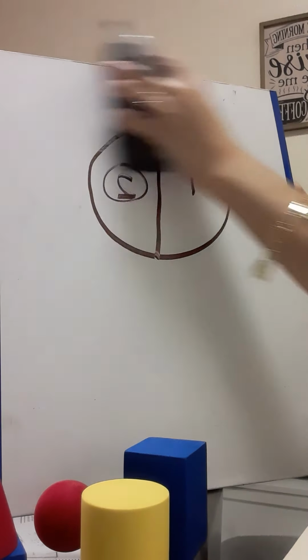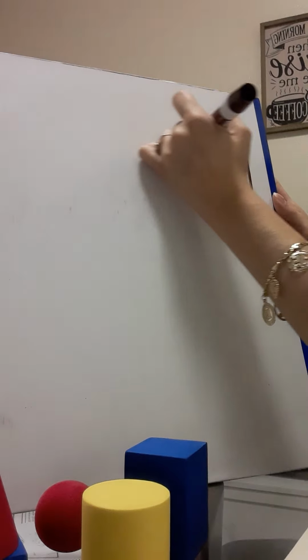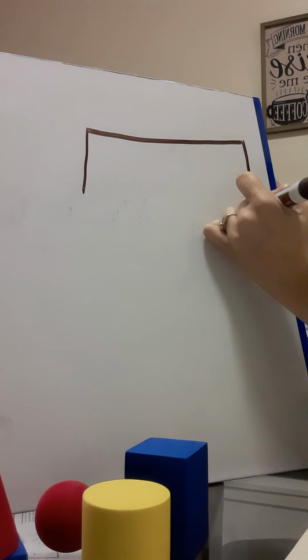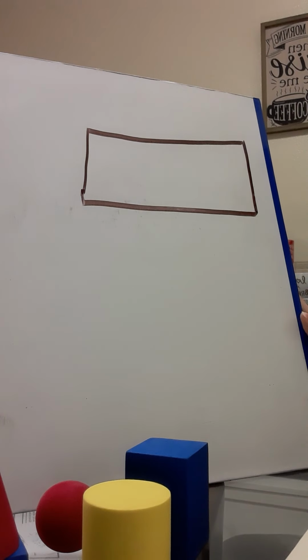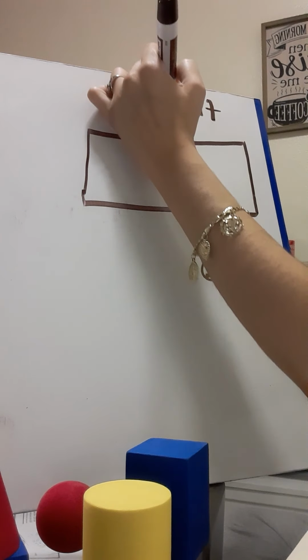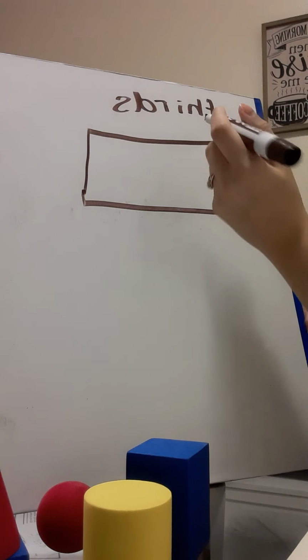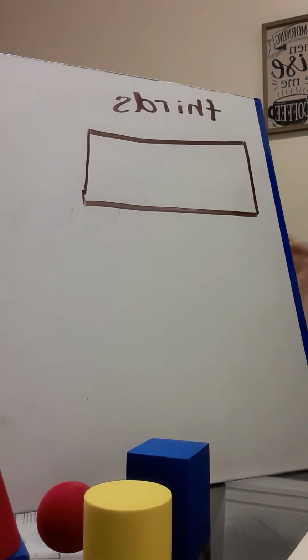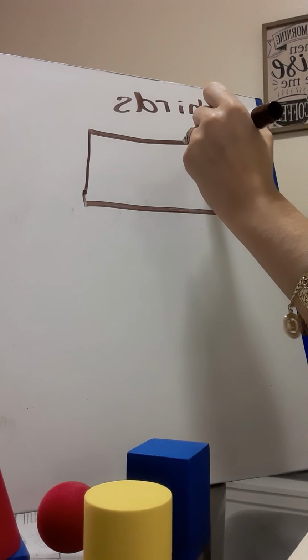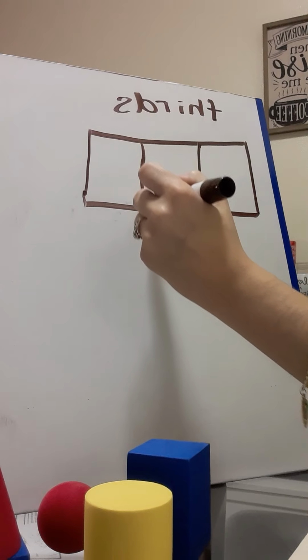Okay, but what happens if I have, let's say I have a rectangle, right? And I want to divide it into thirds. Thirds. So thirds, do you guys remember how many equal parts thirds are? Okay, I can't hear you, but I hope that you know it's 3 equal parts. Right? So we're going to do that. There we go.